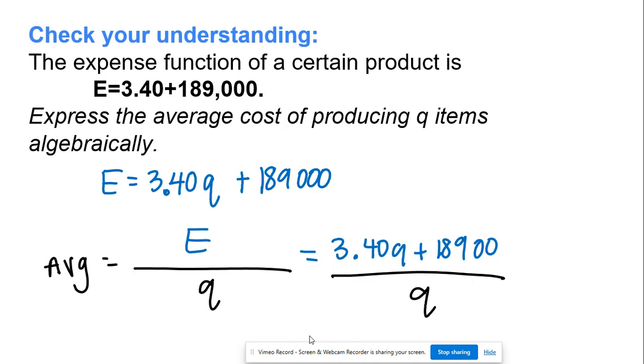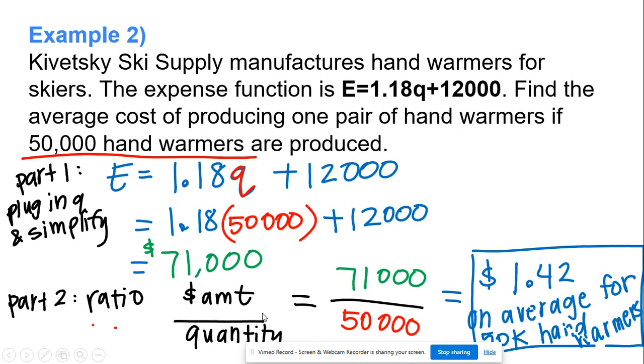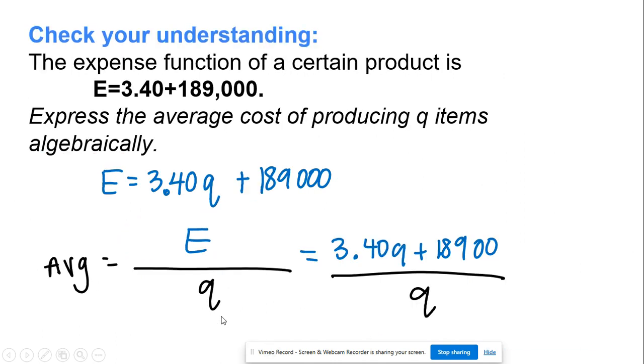You're taking the expense equation, 3.40Q, there was a typo there, it should be Q, plus 189,000, and dividing it by the number of items, the quantity that we have, like part 2, this ratio, the dollar amount that we get after we plug in Q divided by the quantity. So we'll just leave it this algebraic way.